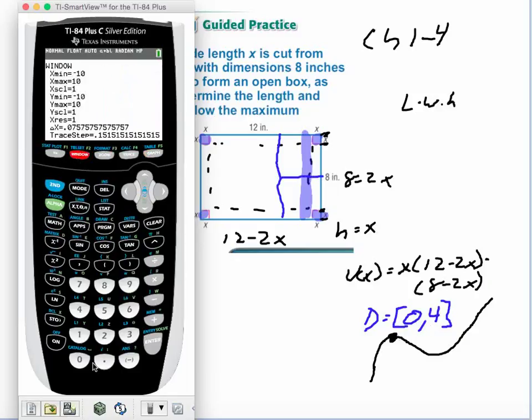So let's go ahead and change our window for x. Let's go 0 to 4. And then for y, volume can't be less than 0, so we'll go 0. And I don't know how big it's going to go, so let's try 100. And let's graph that. Okay, this is looking much better. So the relevant domain for the function that we have, v of x equals x times 12 minus 2x times 8 minus 2x, is for x between 0 and 4. And for the volume, we're going from 0 up to 100 for v of x.